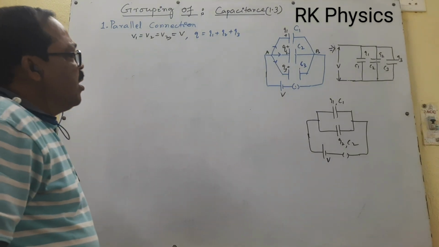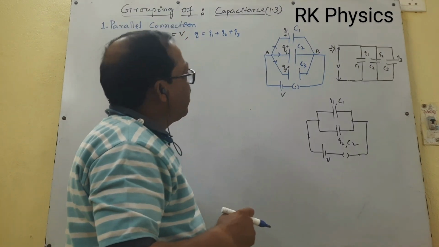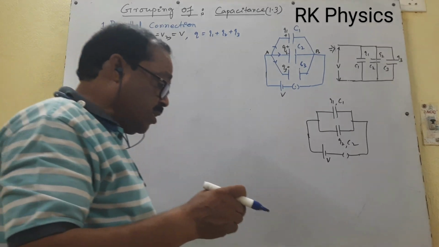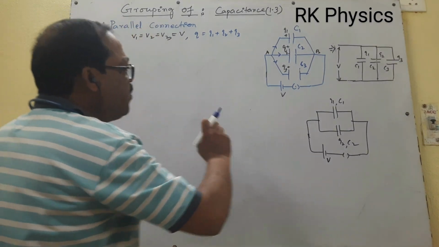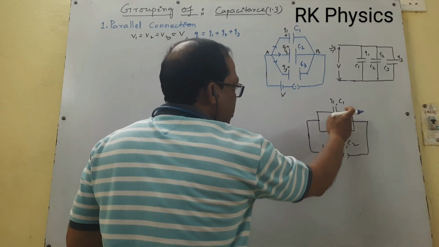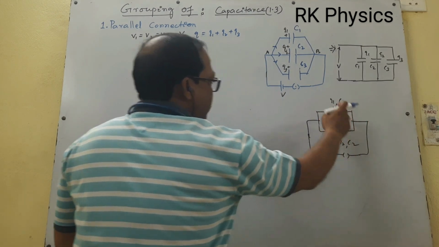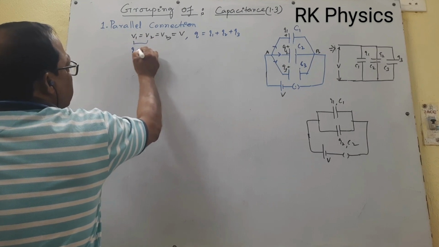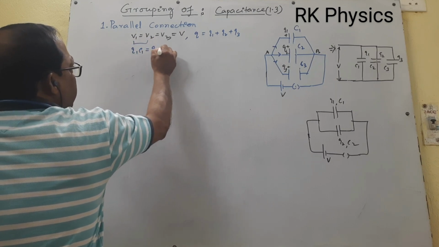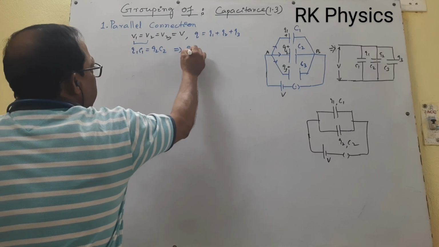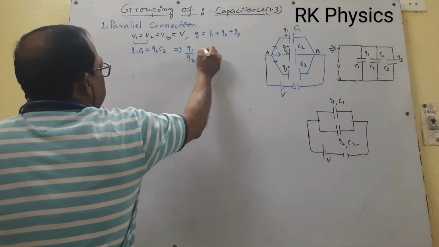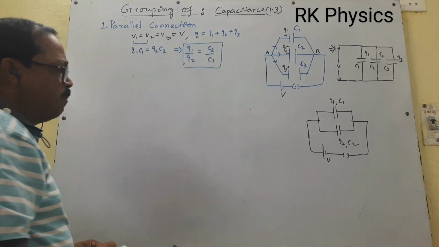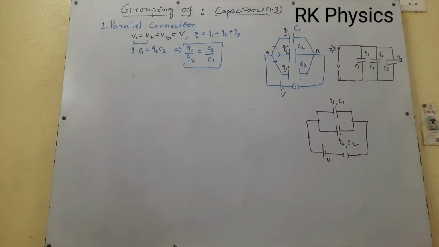Now here potential is a constant, capacitance is a variable, and charge is a variable. Therefore, if you take two capacitors instead of three, I can write V1 equal to V2. So Q1 by C1 equal to Q2 by C2. From this, Q1 divided by Q2 equals C1 divided by C2. This is the formula.